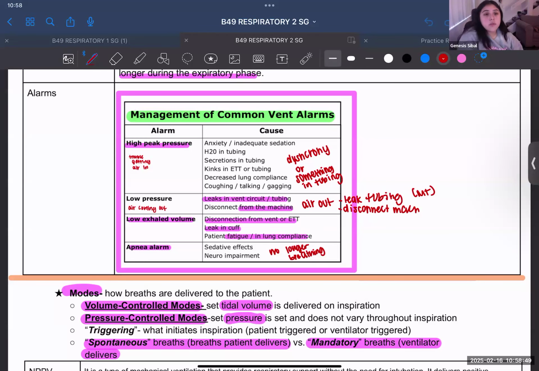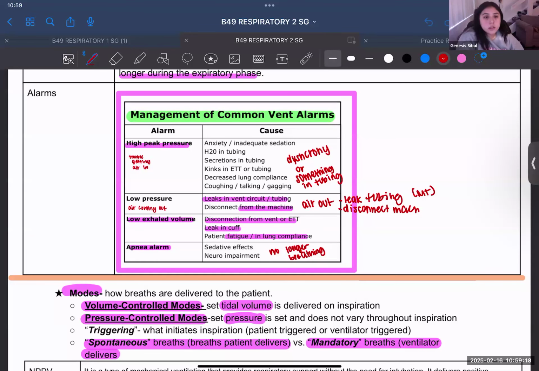But he just discusses the vent alarms because really all you have to know is if there's a high pressure alarm, what he's talking about is that's an obstruction, right? So if you look at all of them, there's anxiety and inadequate sedation, so that is one. But if you look at the secretions, kinks, coughing, talking, gagging, you're all going against the vent. So there's a lot of resistance, a lot of obstructions. So that's what he says. He says high pressure is obstructions. And so how do you get rid of that?